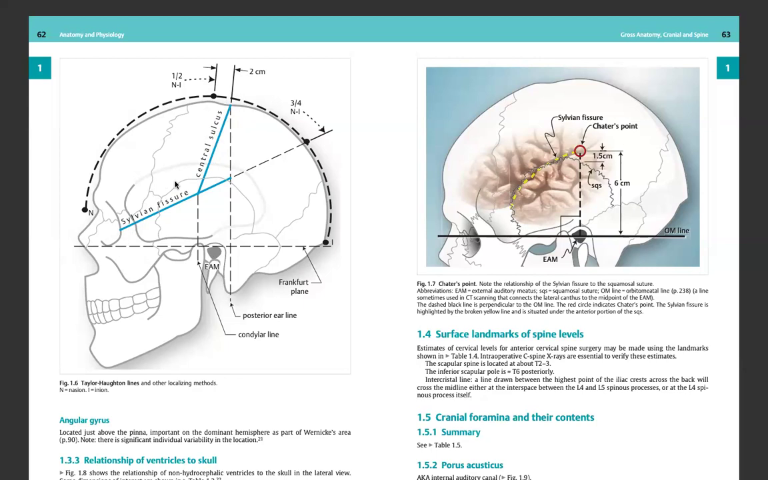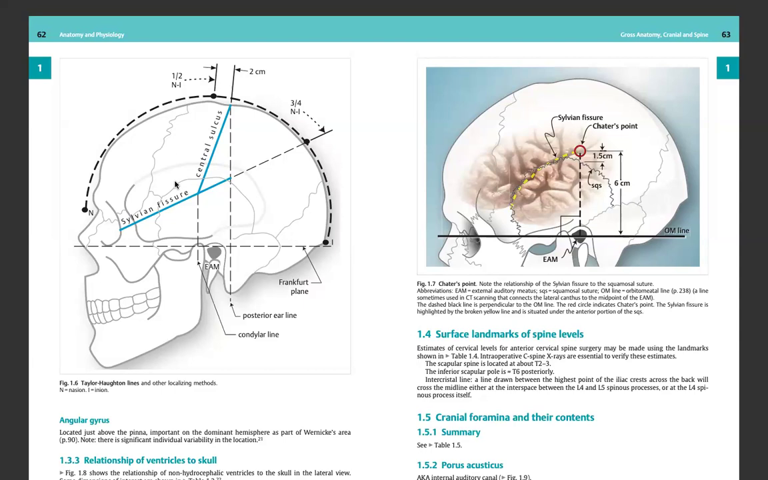And the majority of the time, all these descriptions have been overtaken by the use of neural navigation. Sometimes this may be asked. On this, the other thing is identifying the Sylvian fissure, which I've already talked about.